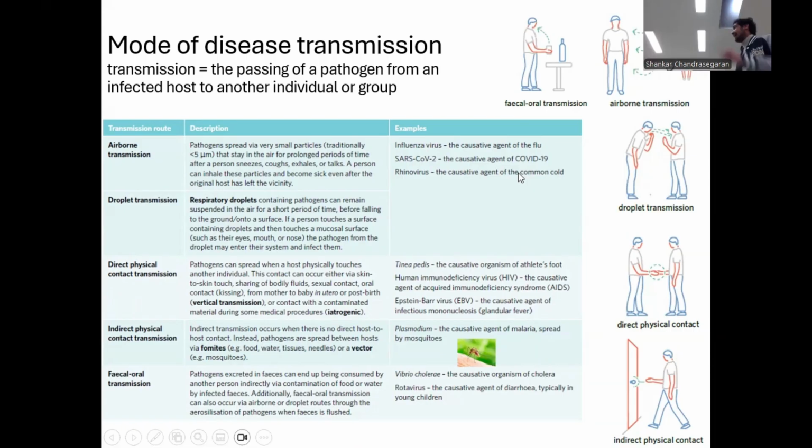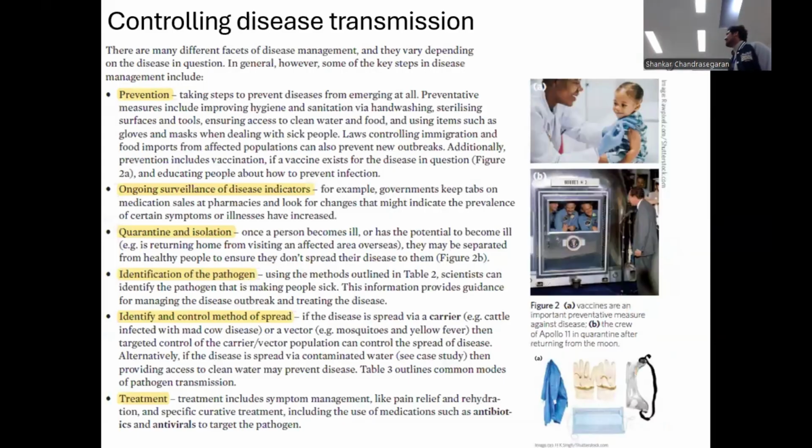So that's why identifying the pathogen is always the first step. The second step is learning how it spreads. Third is then dealing with that transmission to prevent an outbreak. So that's what we failed to do with COVID.